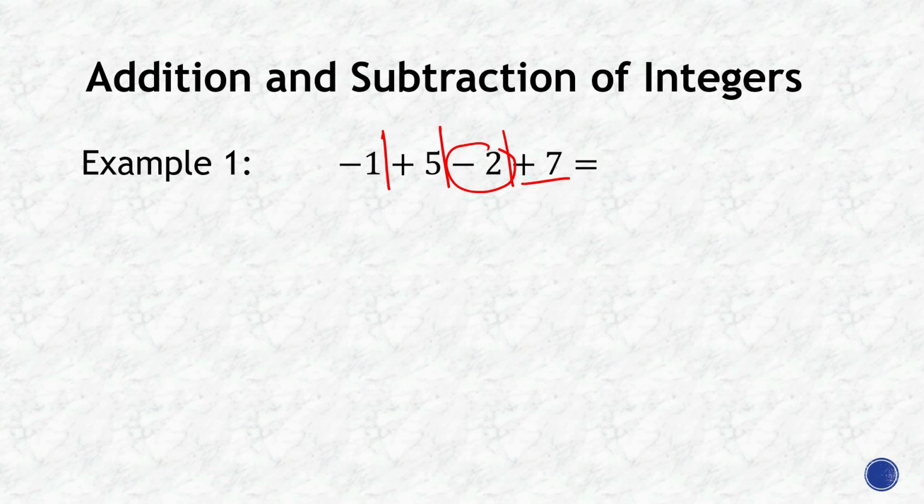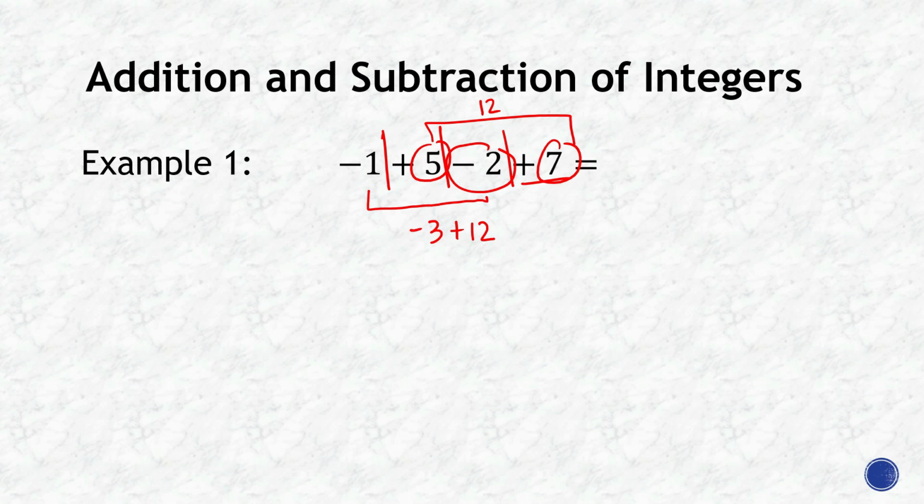To answer this one, I will add first the negative numbers. So negative 1 and negative 2. Yes, I will consider that 2 as negative. So negative 1 and negative 2, that's negative 3. They have the same signs, you just need to add them. And then I will add 5 and 7 because both of them are positive. That will be 12, right? So this will be negative 3 plus 12.